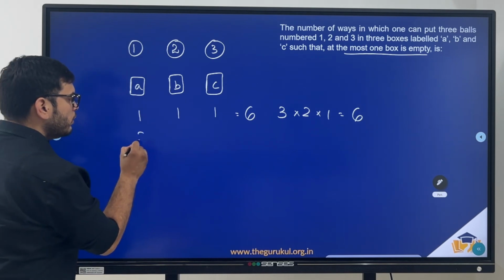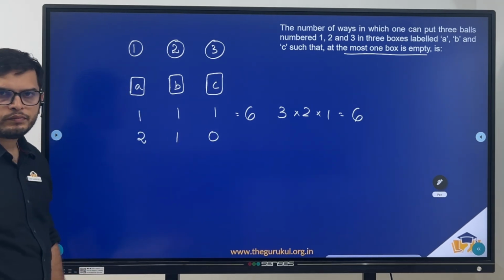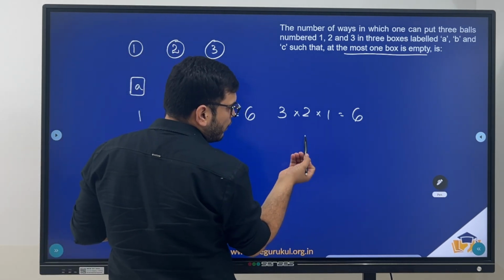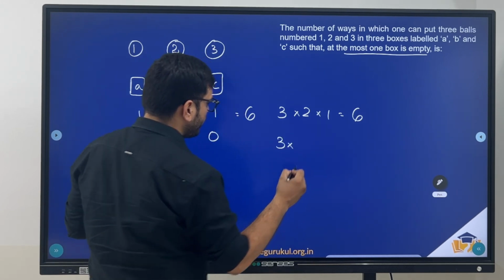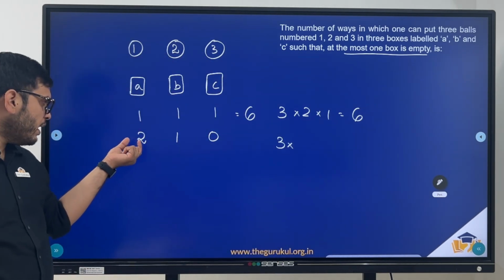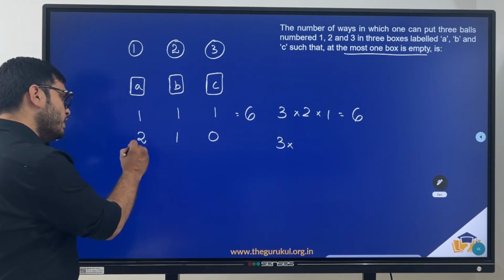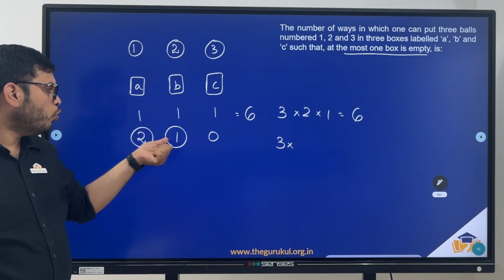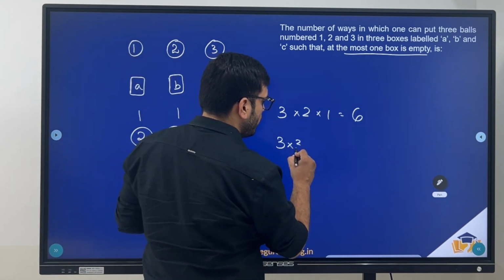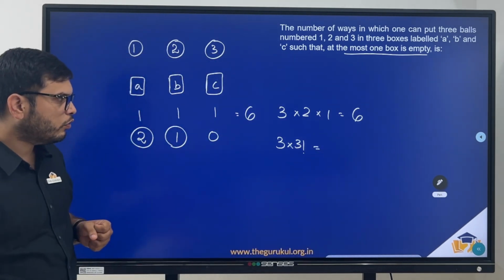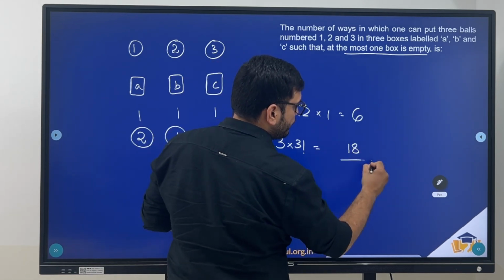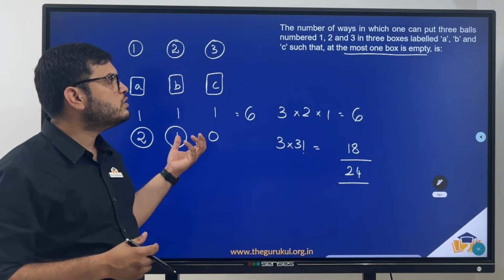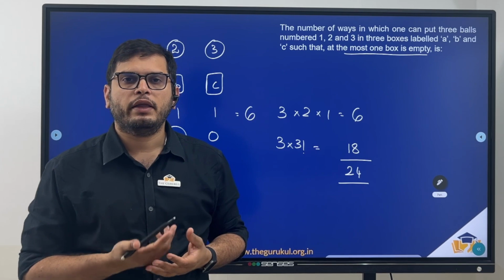Now the other possibility could be 2, 1, 0. Now first what should I do? Out of these 3 I have to select 2 balls, so that can be done in 3C2 ways, which is 3, right? Then once we have 2 balls, we will be left with 1 ball. So we have selected these 2 balls, we are left with 1 ball. Now you need to arrange these 3, right? So 2, 1, 0 can be arranged in how many ways? 3 factorial ways. So 3 into 3 factorial, 18. So in total you have 24 ways of arranging these 3 balls in the boxes named A, B and C.